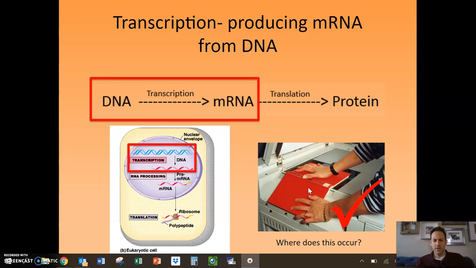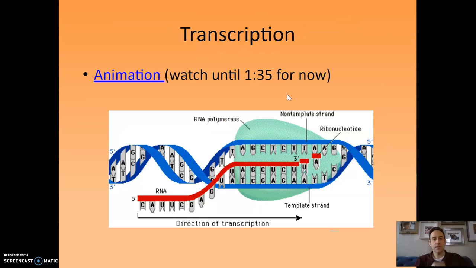So given that, where is that going to occur? Did you say the nucleus? Because it's in the nucleus. Because remember, the DNA can't leave the nucleus. In other words, the cookbook is not allowed out of the library. So how does this go down?